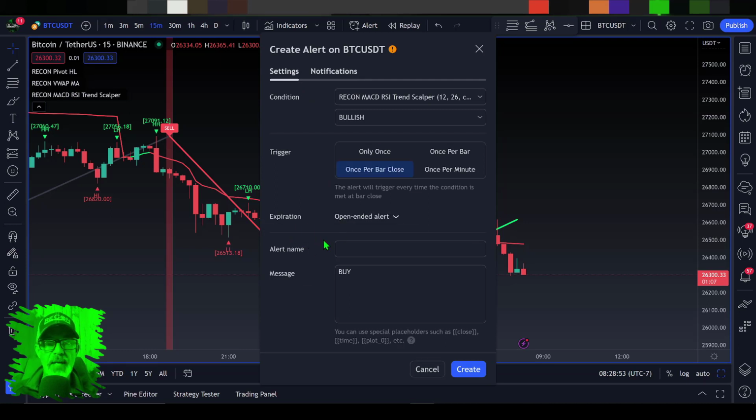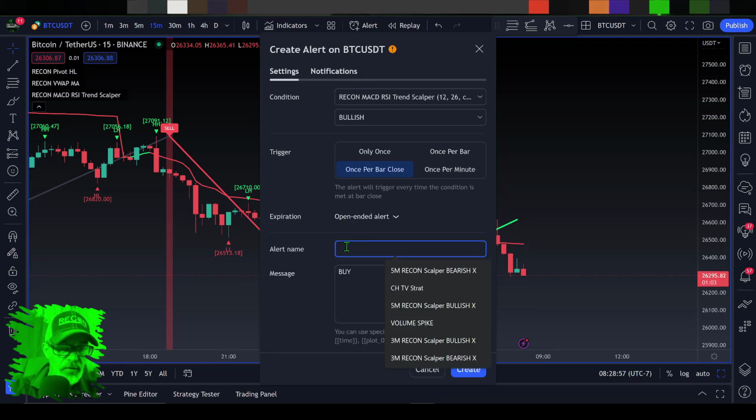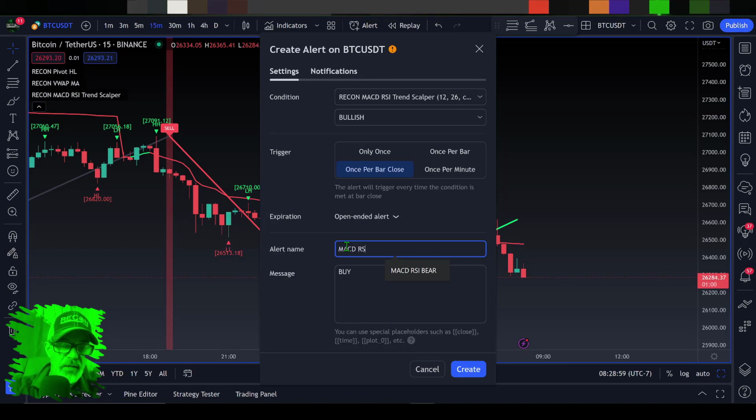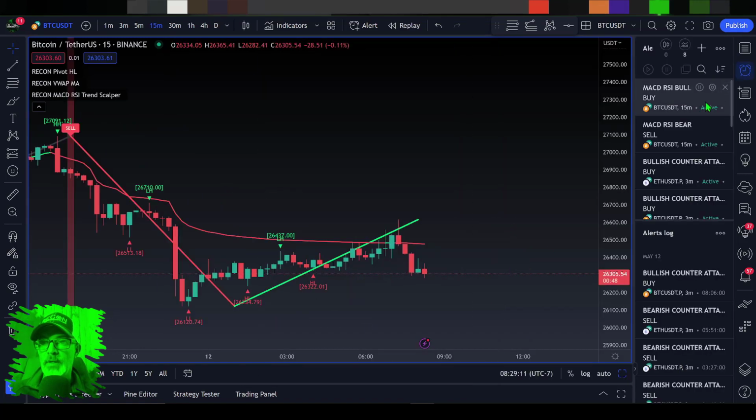All right, so getting back here to the settings, alert name, this is going to be MACD, RSI, bull, and then the message is buy. Click create. And now I have both alerts over here under my alerts for this indicator.